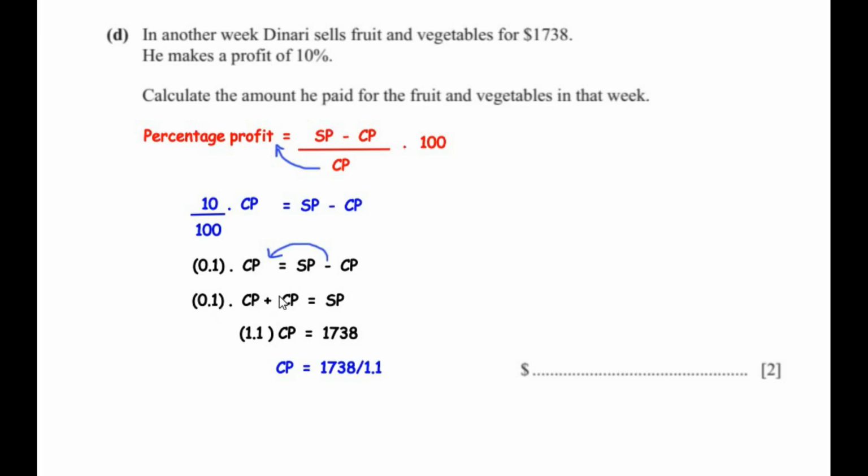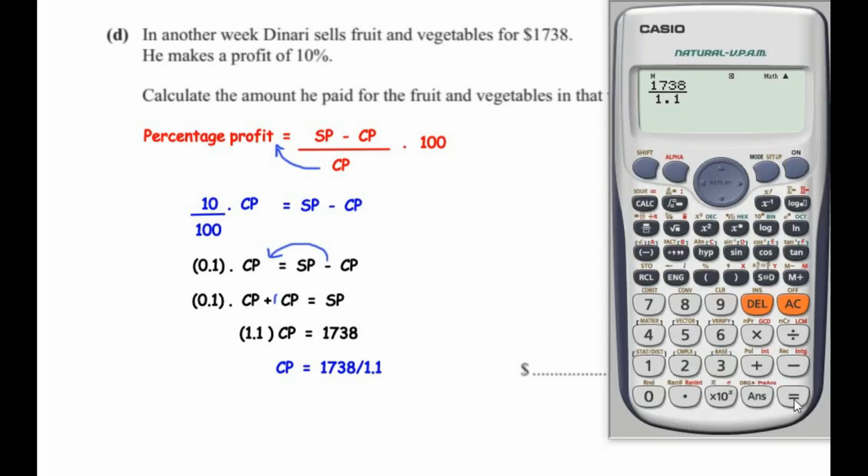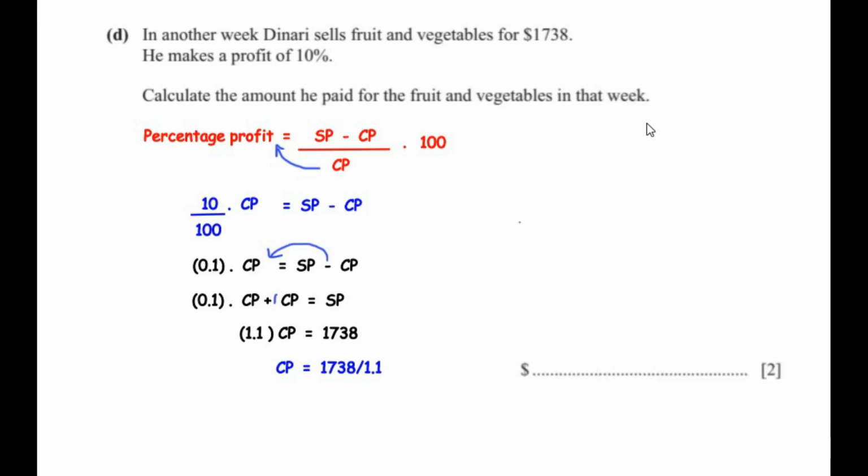Now this is 0.1 and this is 1 and they both are like terms, so we can add them together. So 1 plus 0.1 gives us 1.1 cost price is equal to, now the selling price was already given in the question as 1738, so we have written it over here. Now the cost price will be equal to, taking 1.1 on the other side of the equal to sign, it divides 1738. So let us see what value this gives us. So this is going to give us the cost price as 1580. So this is the amount he paid for the fruits and vegetables in that week.